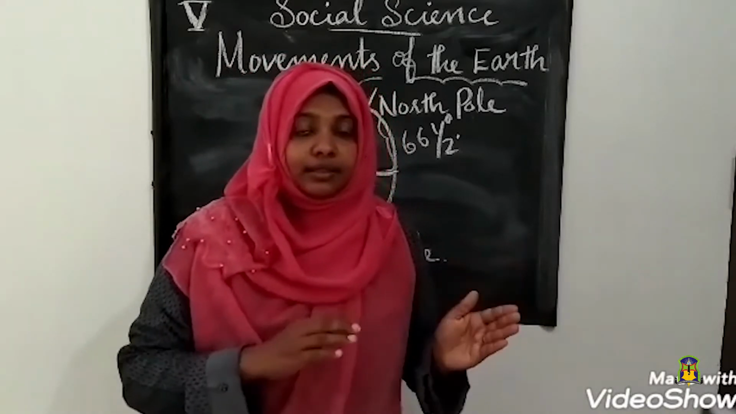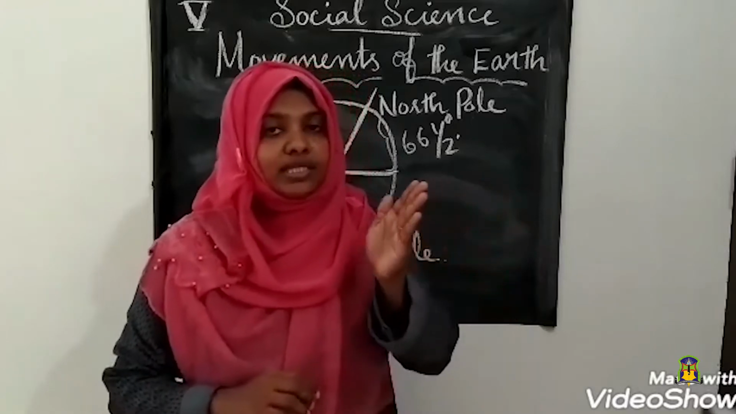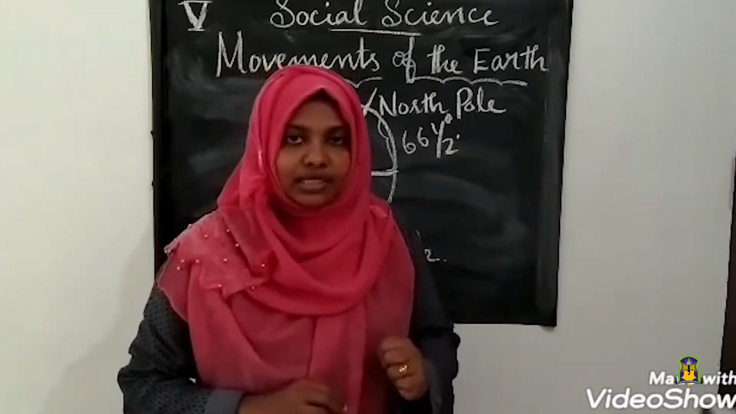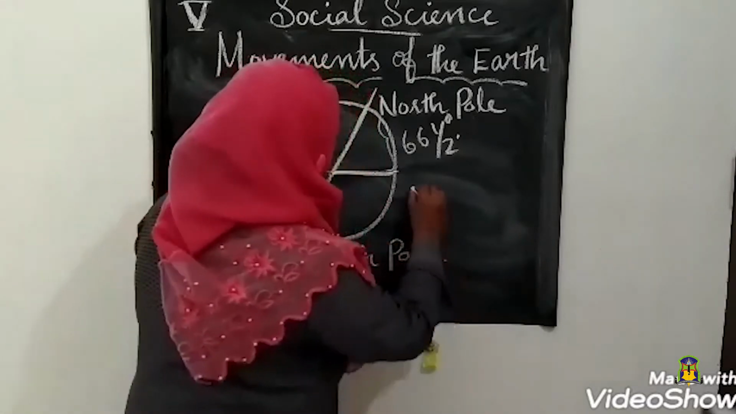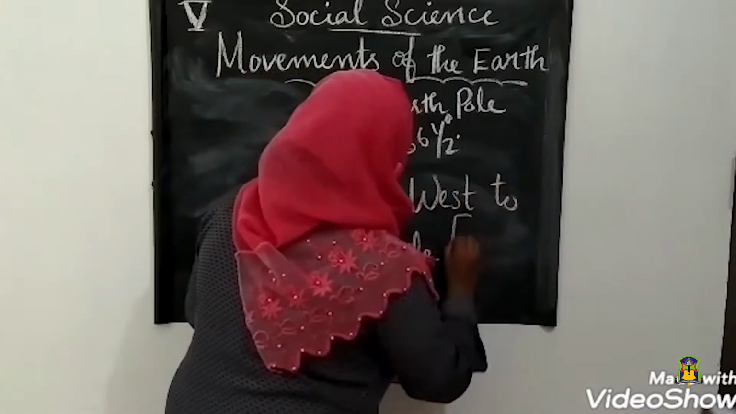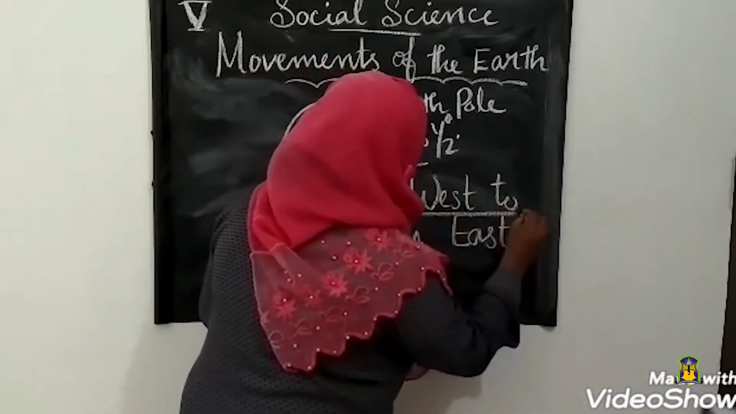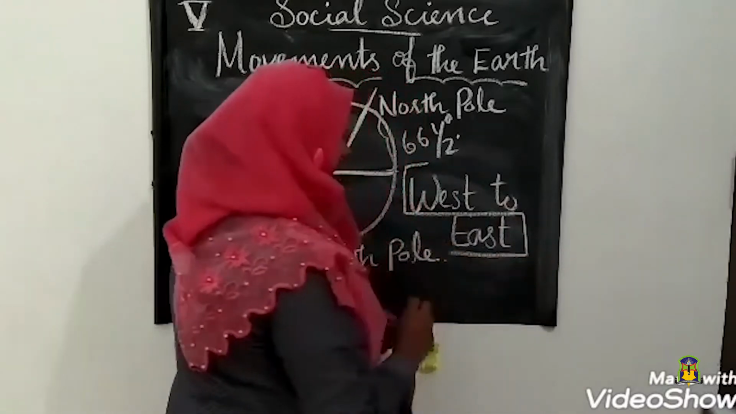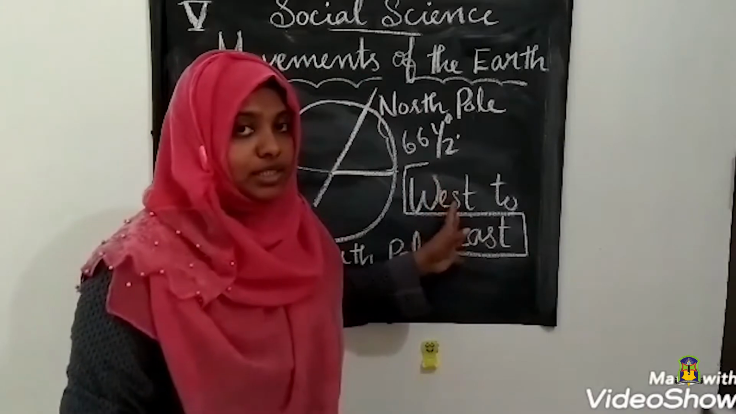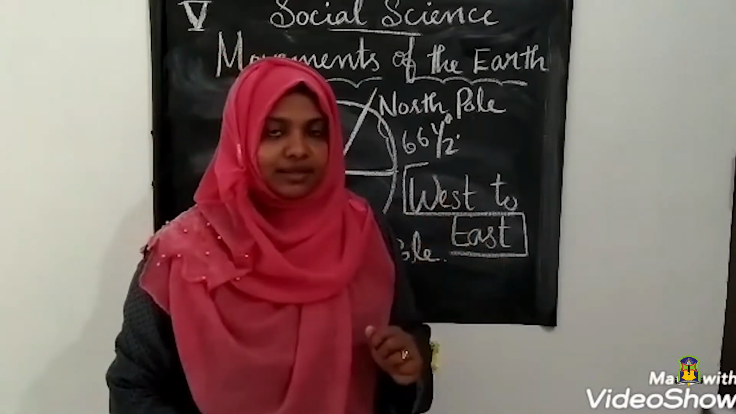The Earth rotates. The Earth spins from west to east on its own axis. Always remember, the Earth spins from west to east on its own axis.